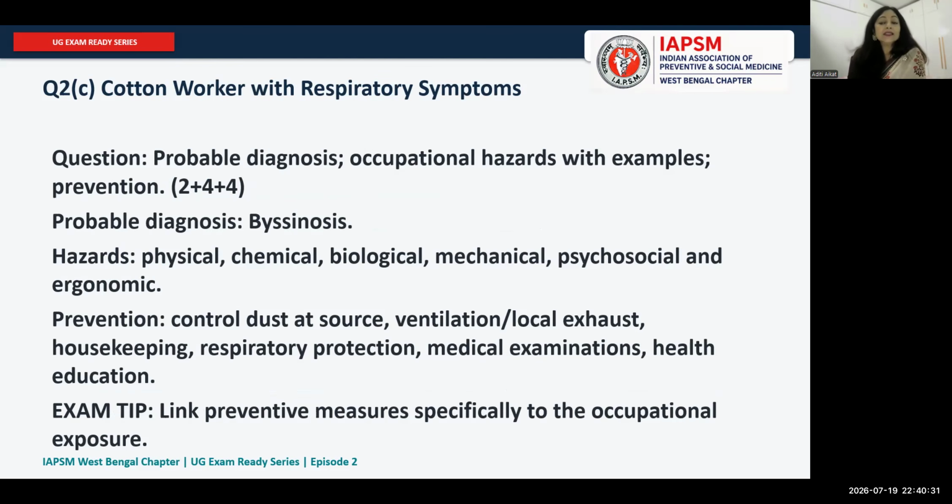And the hazards, again, you should answer in a very categorical manner, grouping them under physical, chemical, biological, mechanical, psychosocial, and ergonomic. And regarding the prevention, again, categorize them as explained and link the preventive measures specifically to the occupational exposure. Do not write generic preventive measures.